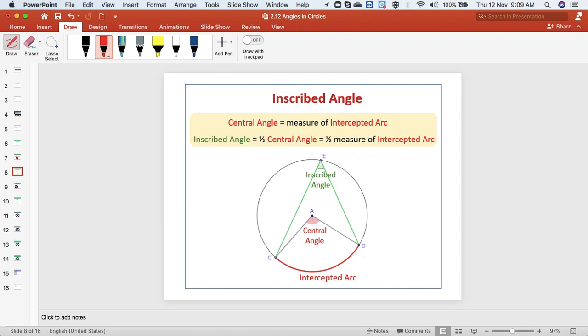We can also remember this. The central angle is equal to the measure of the intercepted arc. And the inscribed angle, aside from being half the measure of the intercepted arc, is also half of the central angle. So the inscribed angle is equal to half of the central angle, which is also equal to half the measure of the intercepted arc.